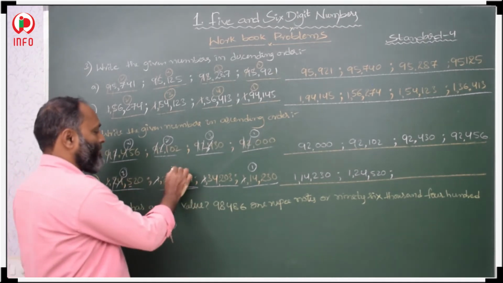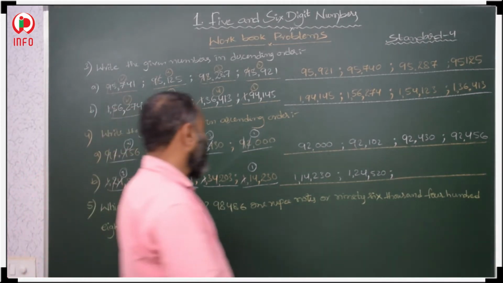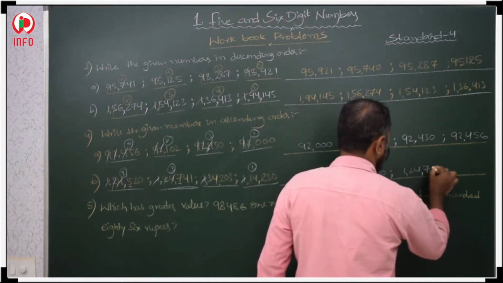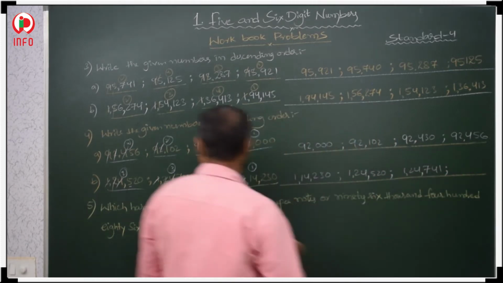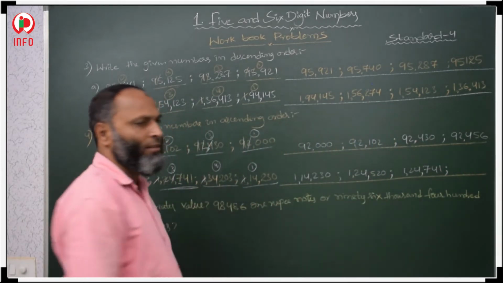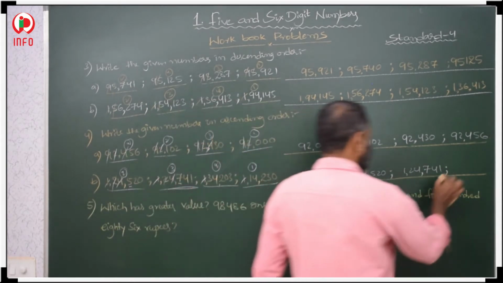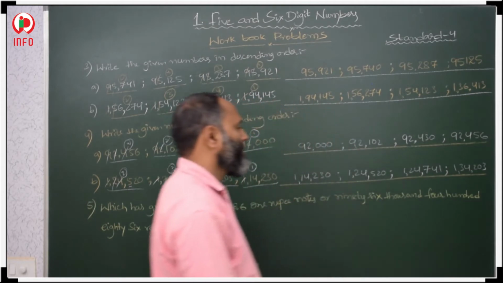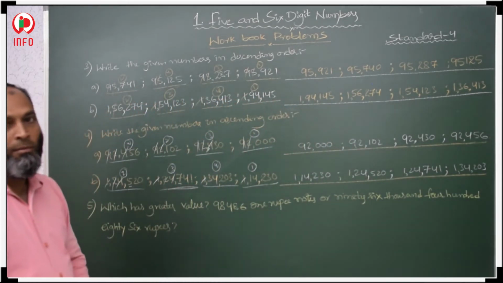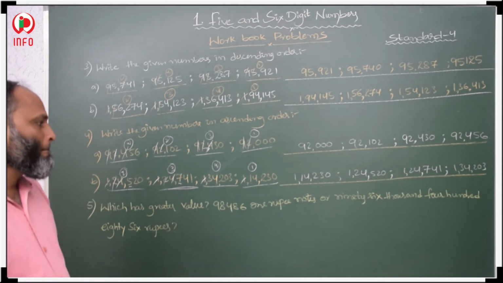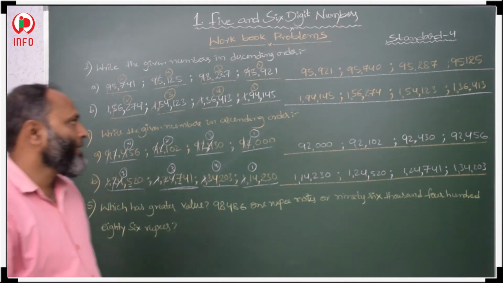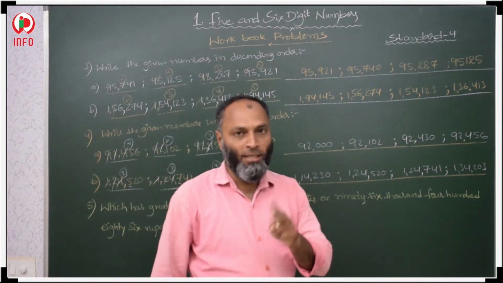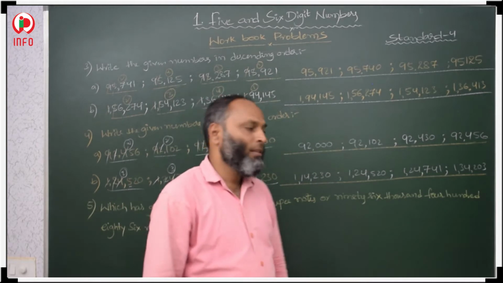Then after that this one, third one, 1,24,741. Then after that the bigger one is 1,34,000. Then 1,34,203. So this is a bigger number. In this way we have to arrange ascending order and descending order. In descending order one question is left and in ascending order also one question is left. That is your home assignment. Okay.